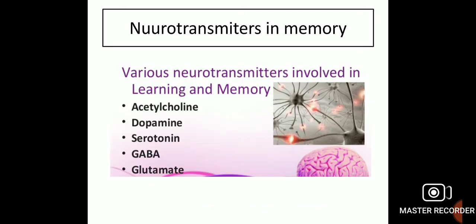So which neurotransmitters are particularly involved in learning and memory? There are various neurotransmitters like acetylcholine, dopamine, serotonin, GABA, glutamate, but which has the more prominent role in memory or learning has not been clarified yet, but each has its own specific role.